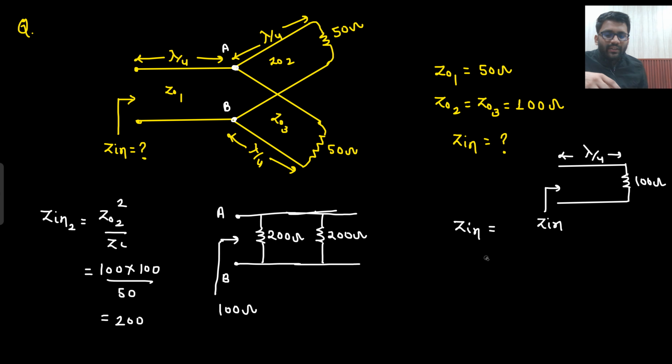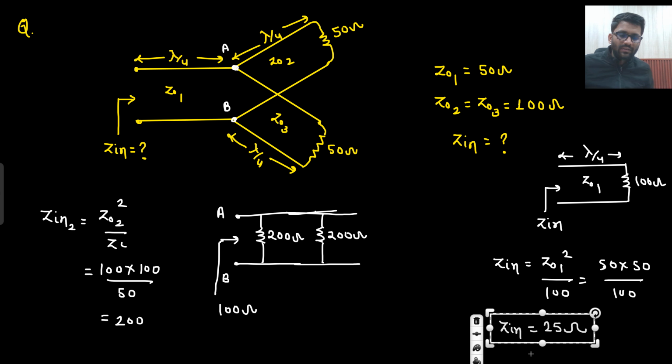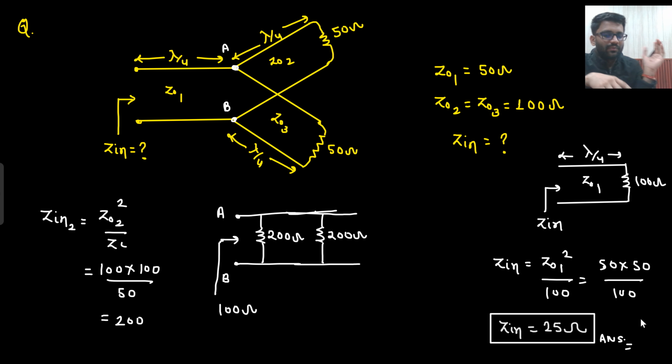So now you need to write down Zin. What will be your Zin? Zin will be Z0 1 square divided by ZL, which is 100 only. So what is Z0 1 square? 50 into 50 divided by 100. So what we are getting? Zin is equal to 25 ohm. That's the answer. Very, very simple thing. There is nothing here that can trouble you. Are you getting this point?